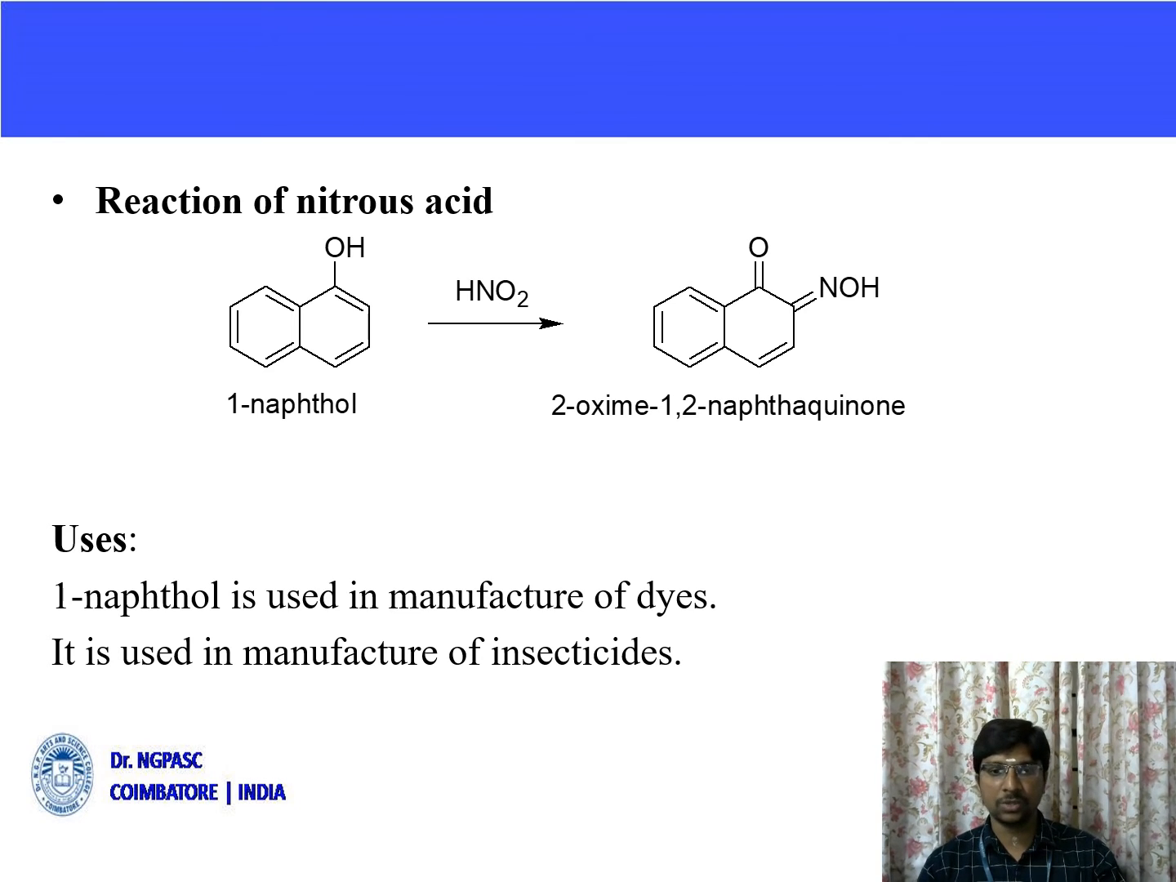And what are the uses? Generally the naphthol compound is used in the manufacture of dyes, and it is used in the manufacture of insecticides.